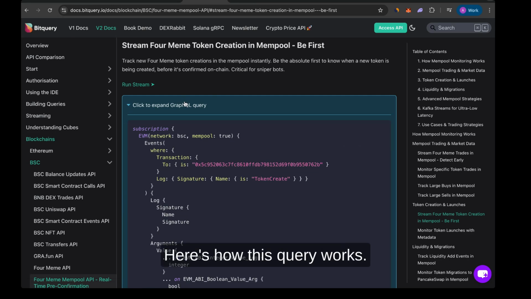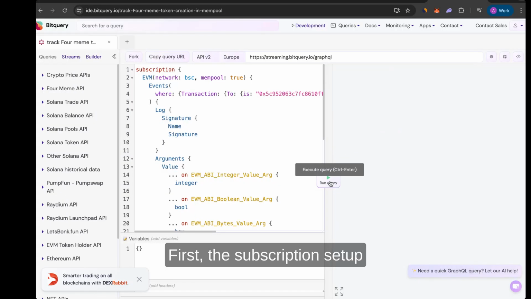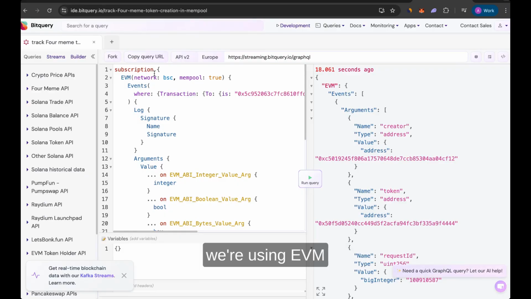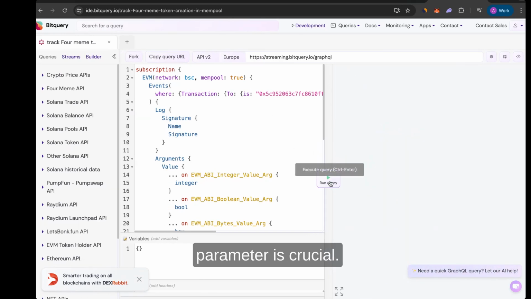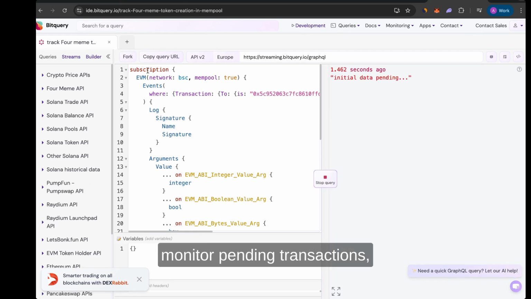Here's how this query works. First, the subscription setup. We're using EVM Network BSC. This mempool true parameter is crucial. It tells the API to monitor pending transactions, not confirmed ones.